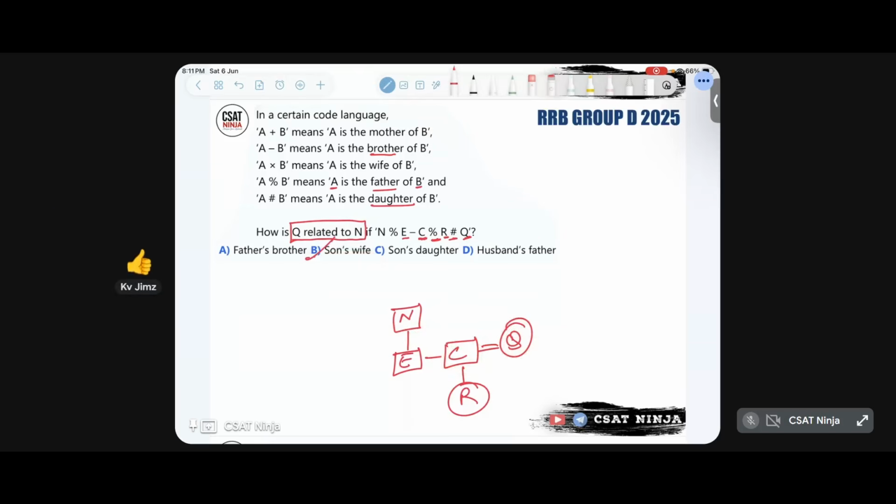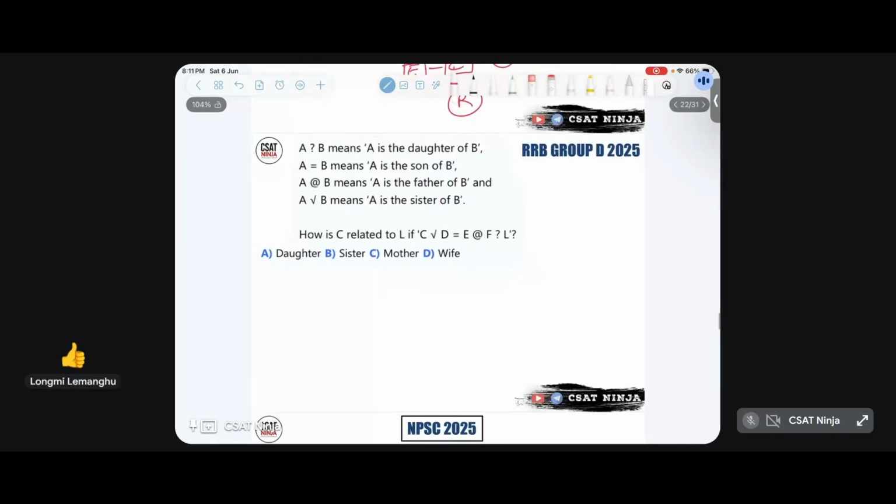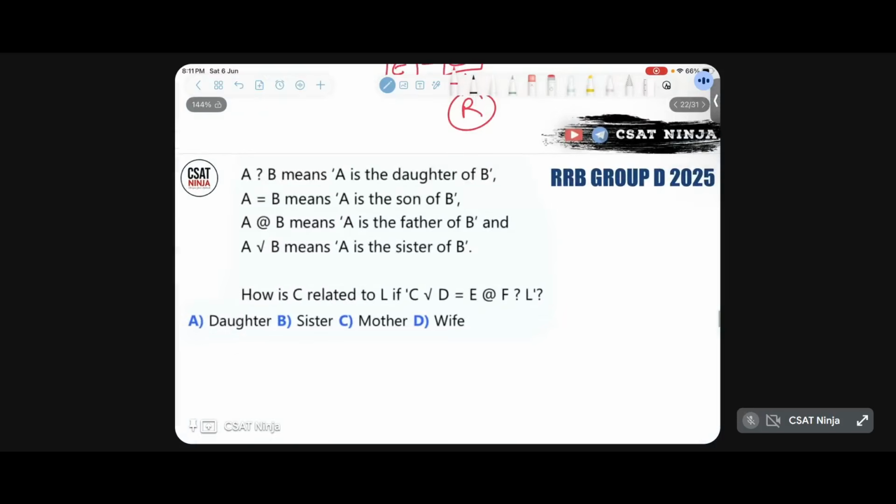Clear with that? Okay, one more homework here. You try this one. You take a screenshot. This is an RRB Group D 2025 question. Done?